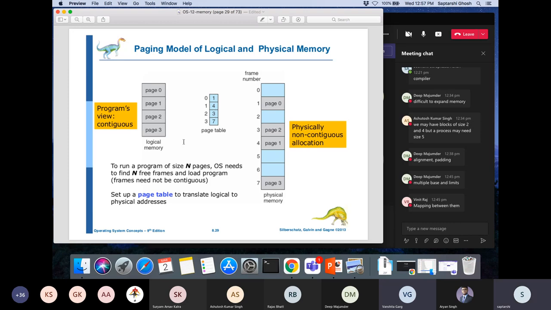So let me end the class with one question. What good points are you seeing with this scheme? Is this requirement met, that logical addresses start from 0, from the user's point of view or the programmer's point of view? I will assume that memory starts from 0. Is this satisfied?